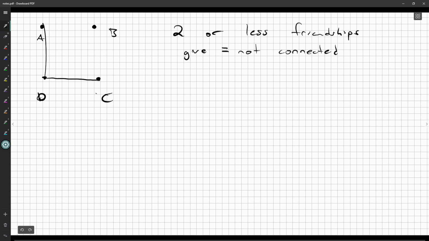What if I have 3? Well, if you have 3, you could have something like this, which is absolutely connected. But if you have just 3 friendships, you might have something like this. So 3, well, we don't know.